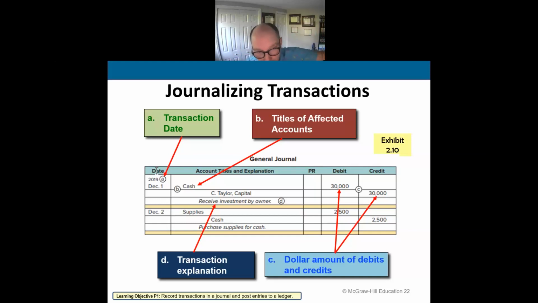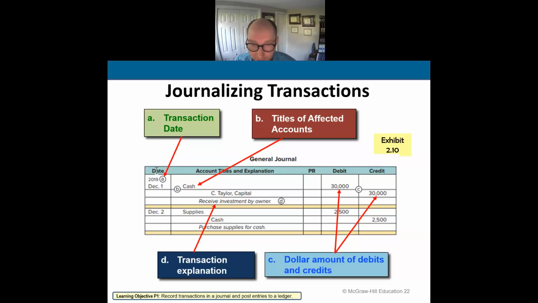Debit account always comes first. Debit comes before credit. Debit, then credit. Debit account always comes first anytime you record a transaction.